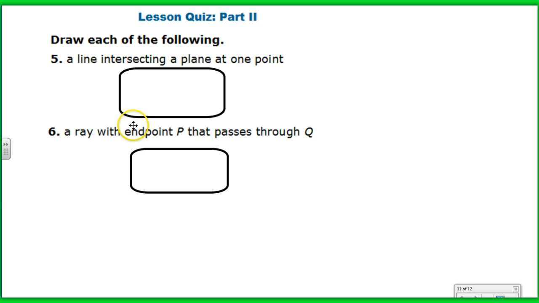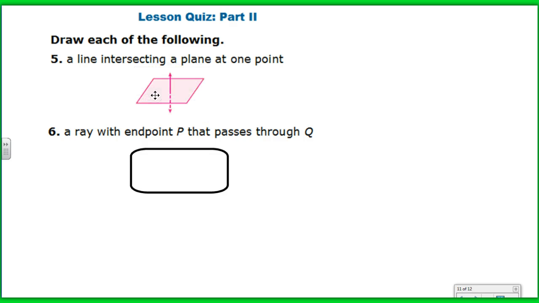And finally, can you draw each of the following? And then come back and check it with these samples here. A line intersecting a plane at 1 point. There you go. And again, you might have named the point. Good for you. A ray with endpoint P that passes through Q. And there you go.